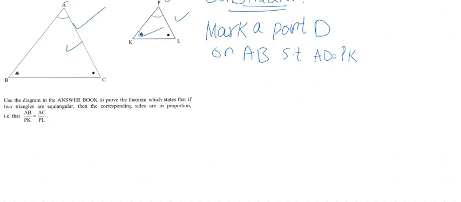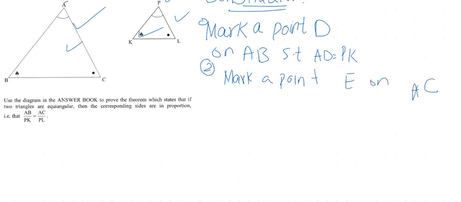The second point is, mark a point E on AC such that AE equals PL. Okay, and the third point is join DE.